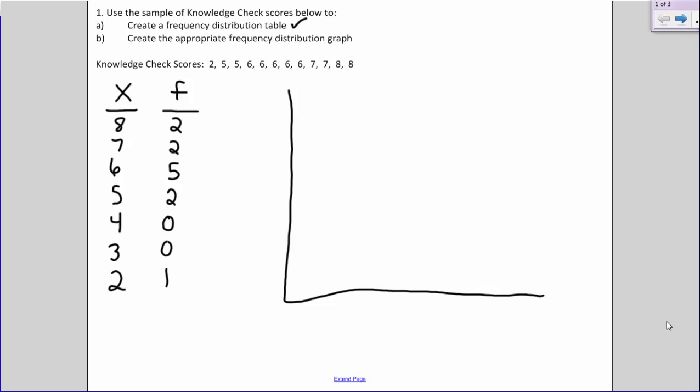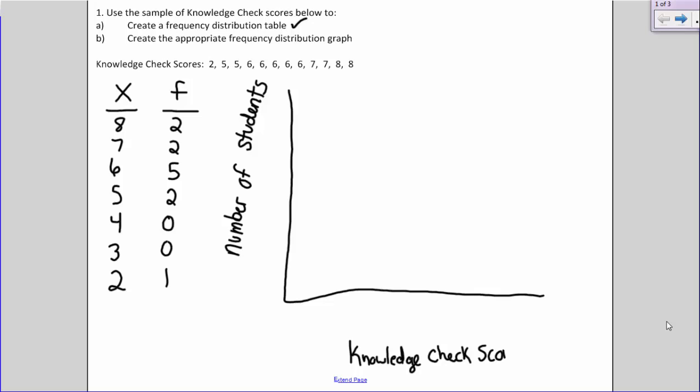So let's be specific with how we label our axes and not just put X and F. Let's put number of students. That's what the frequency is based off of. And then knowledge check scores. Make sure that when you are creating your frequency distribution graph, that you label your axes with words and numbers. And not just X and F, but I actually want to know what each axis represents specifically.